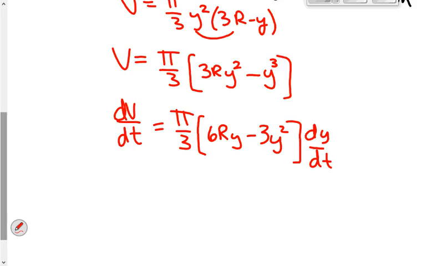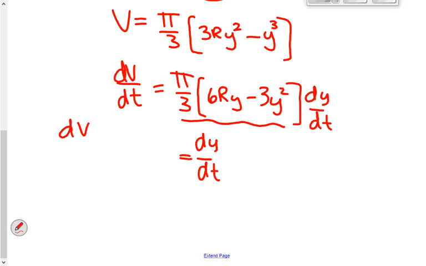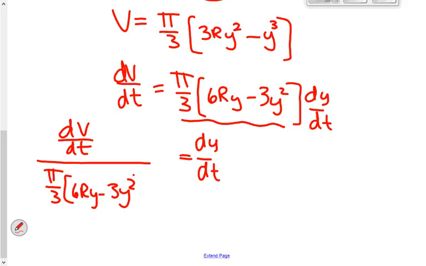So what am I trying to solve for? dy dt. So really, because everything over here is going to be a number, I can really just solve for dy dt and make it dV dt all over pi over 3 times (6ry minus 3y squared), right? And now you do the calculating and tell me what dy dt is going to be.